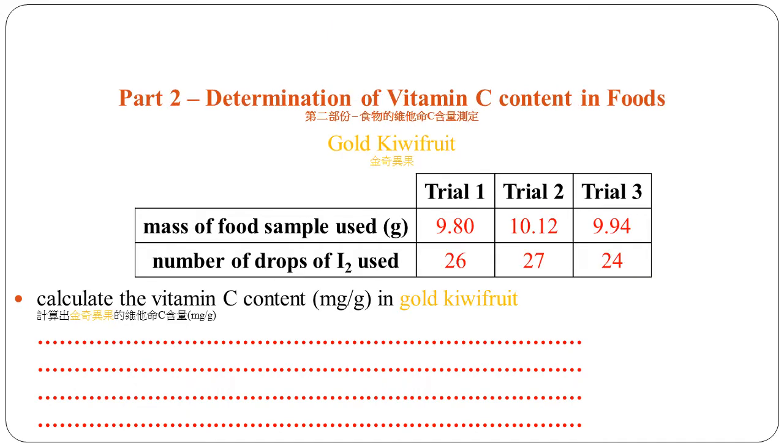Here is the result of Part 2, determination of vitamin C contents in fruits. And this line shows the results of gold kiwi fruits. In the table, the first row is the mass of fruit sample used each time, and the second row shows the number of drops of iodine used each time. You need to calculate the vitamin C contents in milligram per gram in gold kiwi fruits.